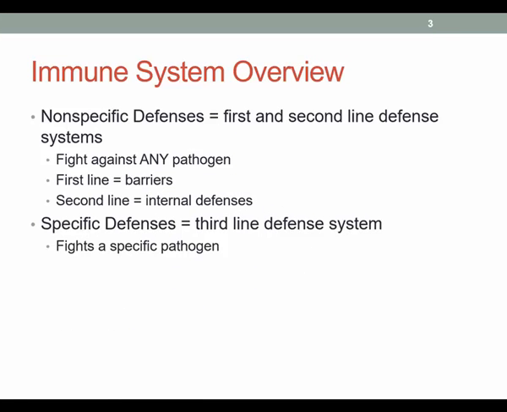response. The first 2 lines of defense will try to protect you from any possible pathogen. It's not specific to any particular virus or bacteria, for example, but any particular pathogen. These include physical and chemical barriers, as well as the internal defenses like having a fever. The third line of defense is very specific and is launched against just one particular pathogen at a time.